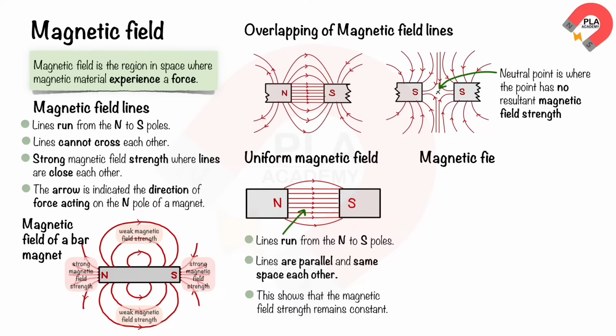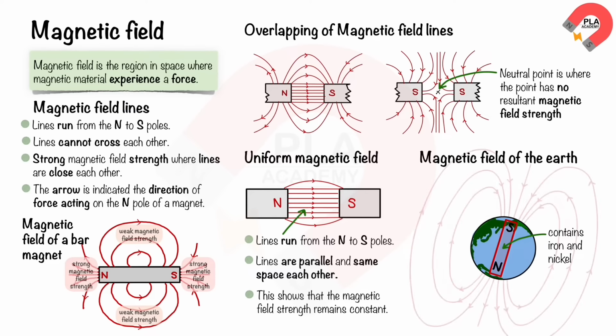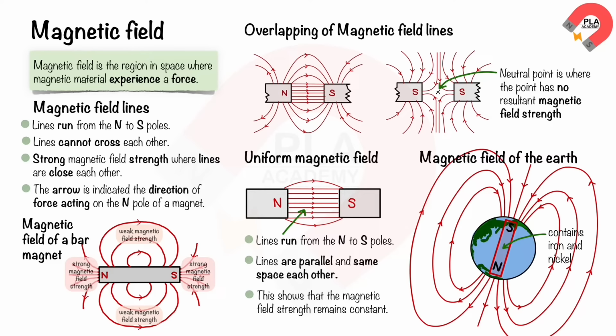The magnetic field lines around the Earth. The inner core contains iron and nickel, which are magnetic materials. This causes the core of the Earth to be a magnet. The north pole of the Earth is the south pole of the magnet, and the south pole of the Earth is the north pole of the magnet. The magnetic field lines of the Earth run from the south to the north of the Earth.